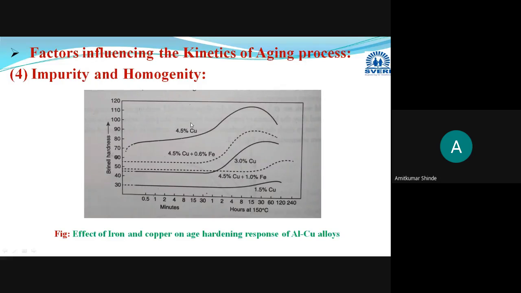And when it moves to 4.5% copper, that is nearer to the solubility limit, it will show you the homogeneous solid solution. Homogeneous solid solution will be formed there at the higher temperature ranges. Due to that, after cooling, it will show you more hardness. More homogeneous means nearer to the solubility limit. Its alloying element percentage is nearer to the solubility limit. It will show you the more homogeneous structure. Due to that, it has a higher hardness value.